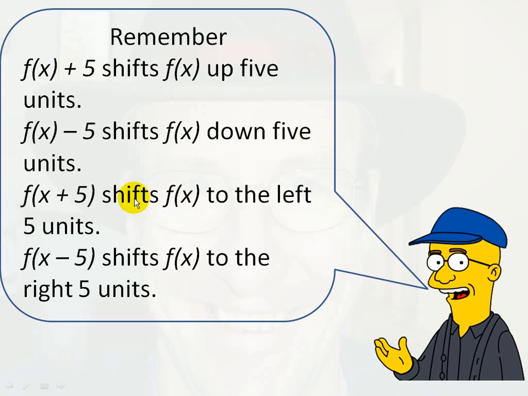Now, notice with this next one, the 5 is inside the parentheses with the x. This means that we're having a horizontal shift to the left 5 units. Notice f of x plus 5, close parentheses, means we're going to the left 5 units. F of x minus 5 indicates a shift to the right 5 units. And those two are called horizontal shifts, and they too are rigid because the shape of the graph is not changed, just its location. So we just pick it up and move it.